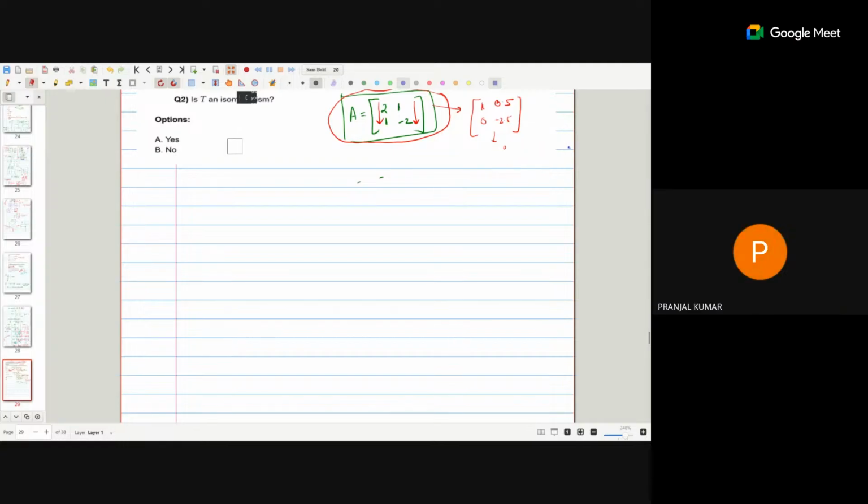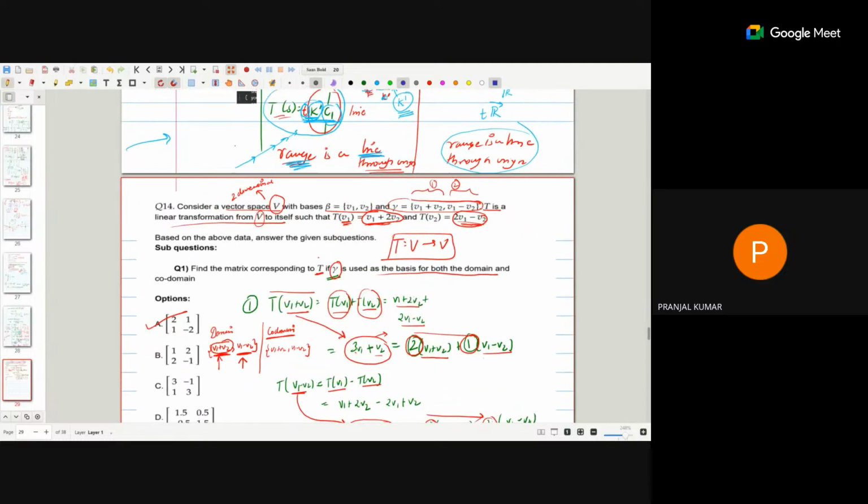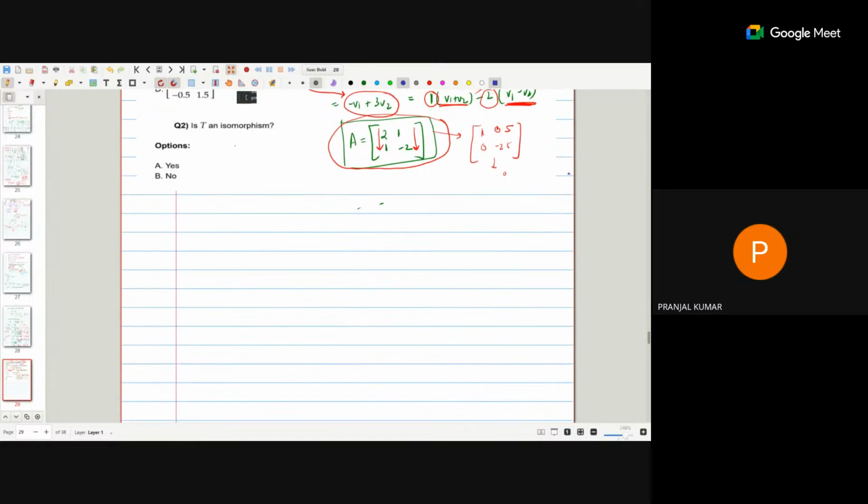Just wait one minute. Let me do it clearly, okay? So see, they have actually given you two things. First of all, the linear transformation is from V to V. And they have given you two basis sets, beta and gamma. But in the question, they are asking you to find the matrix corresponding to T if gamma is used as basis for both domain and codomain. Okay, so just write down gamma.